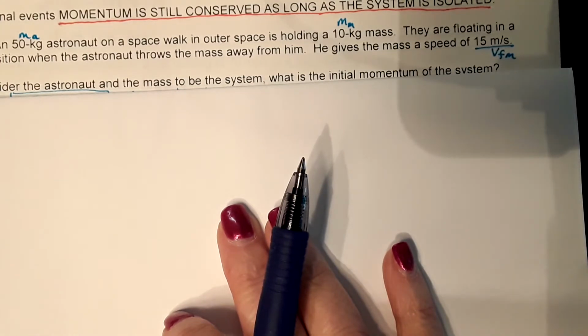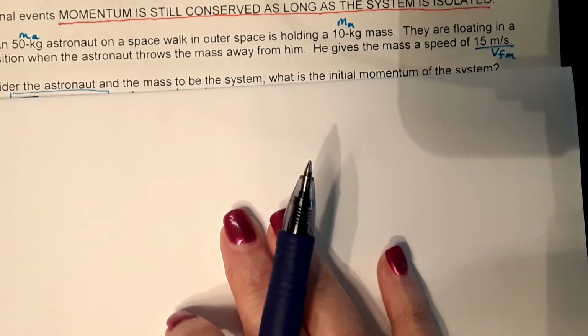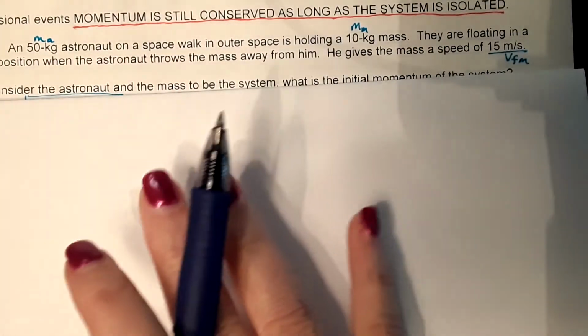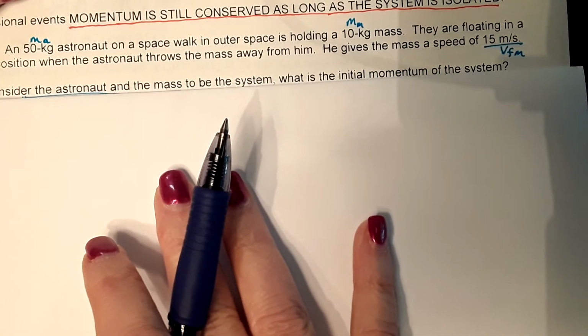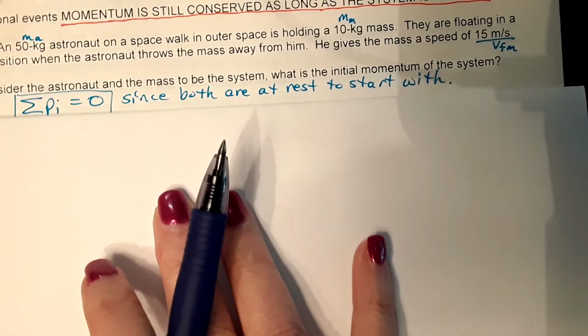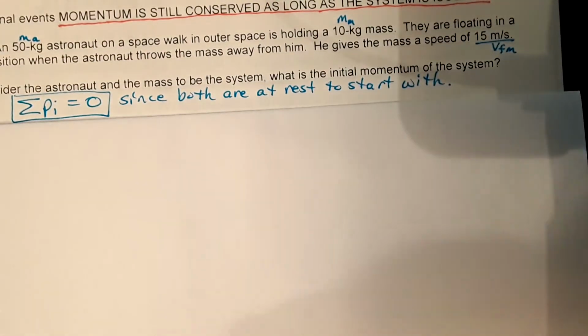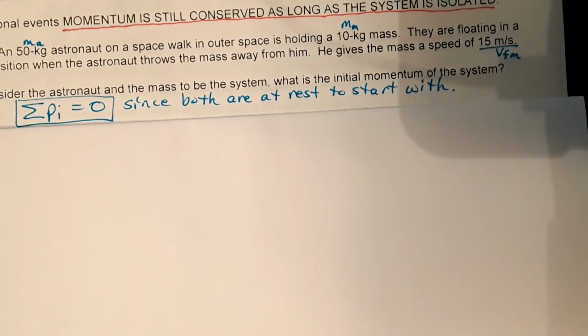So the mass will move in one direction at one speed. So guess what the astronaut does? He moves in the other direction at some speed. Now, is it the same speed? No, because their masses are very different. So let's take a look. If we consider the astronaut and the mass to be the system, then the initial momentum of the system would have to be zero, since both masses, the astronaut and the object, are at rest to start with.